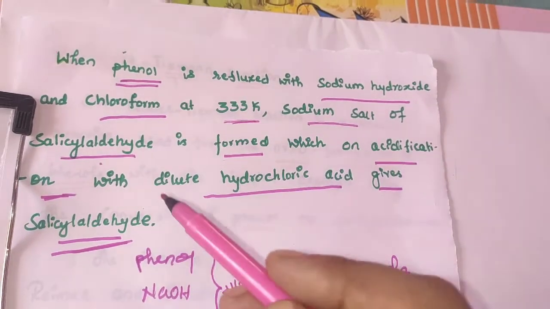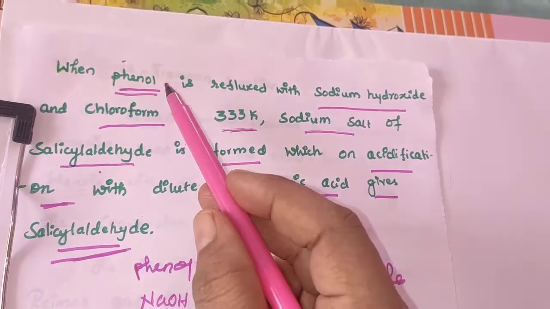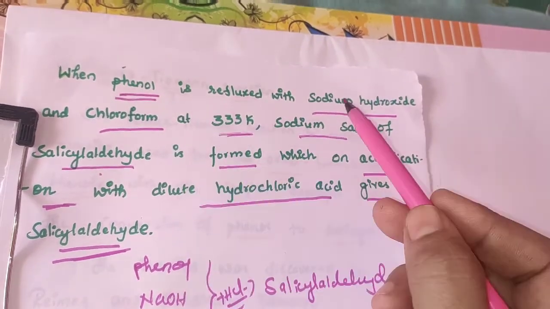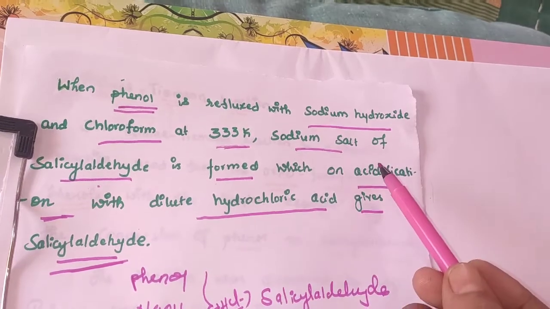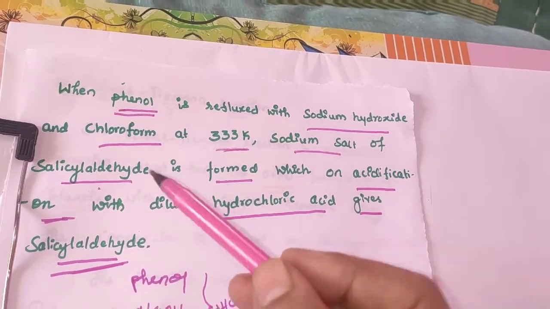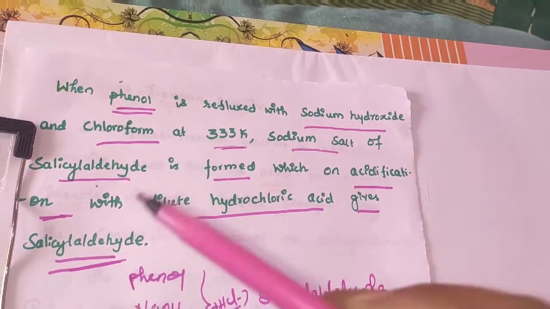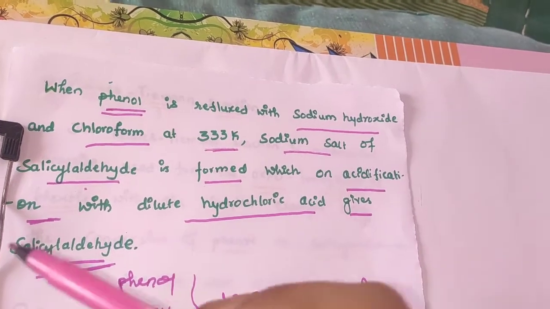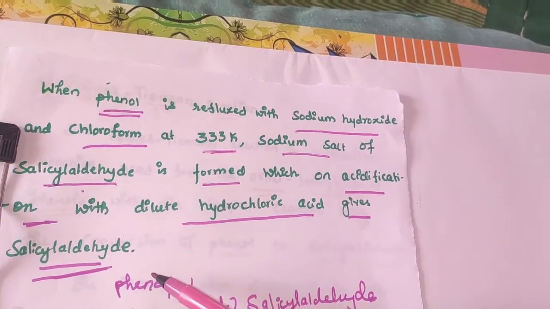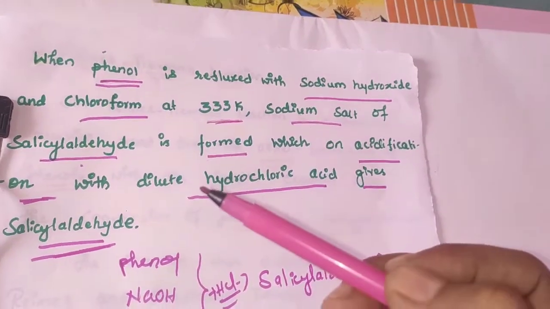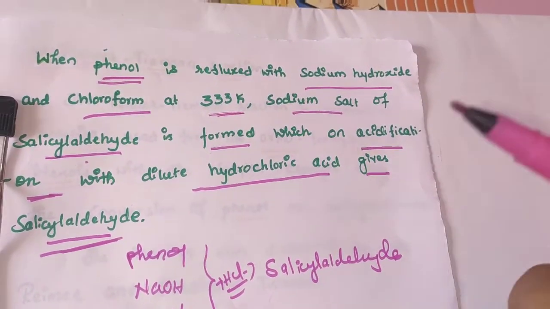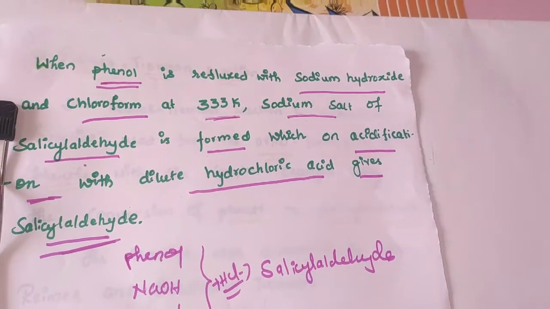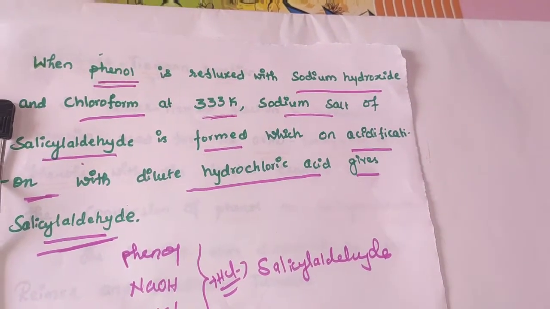So we should understand that the reactant is phenol, treated with sodium hydroxide and chloroform. The intermediate formed is the sodium salt of salicylaldehyde, and the final product is salicylaldehyde. Then what are the reactions and intermediate products involved? Now let us learn by writing out the reaction.